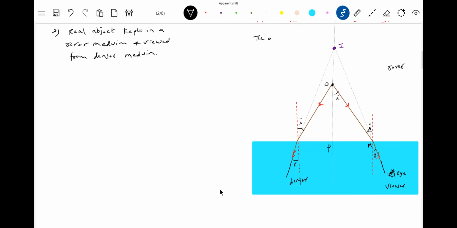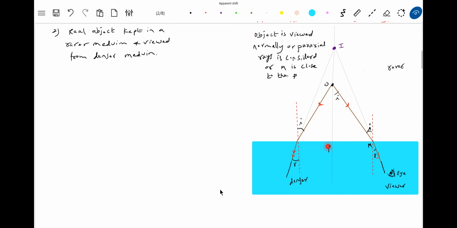The object is viewed normally, or paraxial rays are considered, or M is very close to the P. It's a real object. We have a virtual image. So this is the real depth, real height. This is the apparent height.